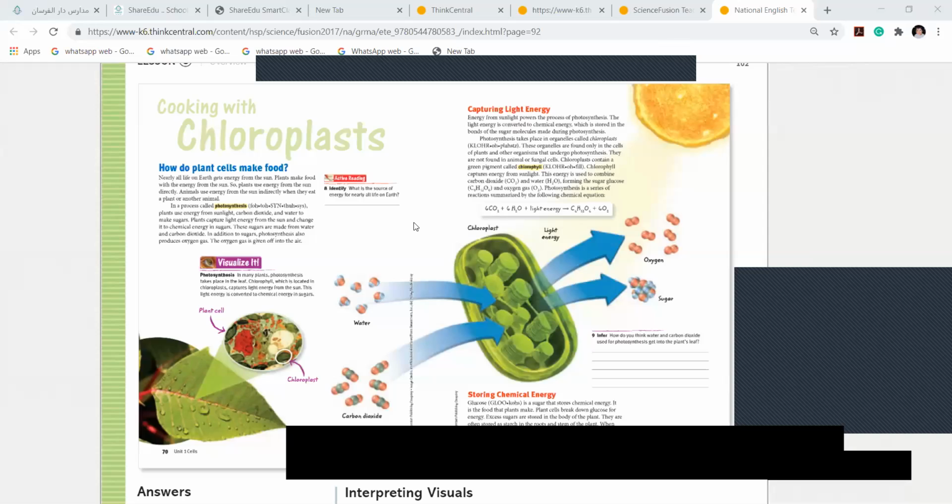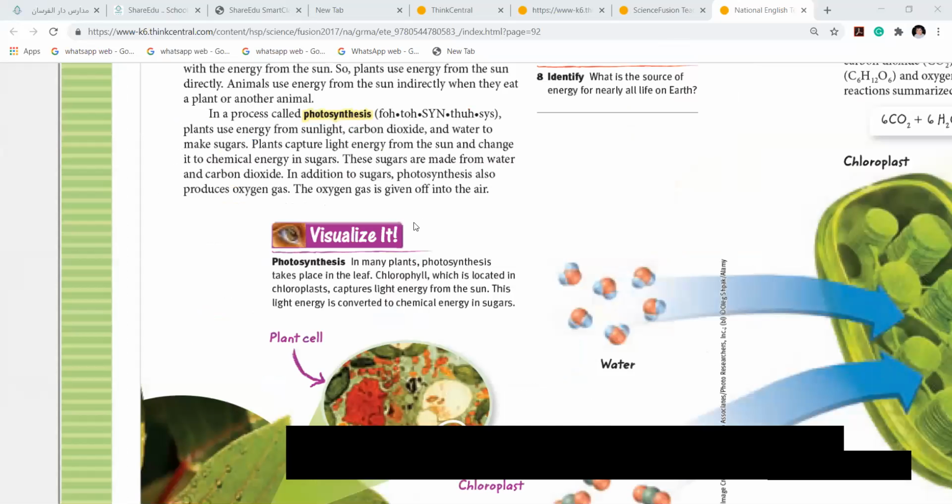We need to start again here. In last class, I explained what happens in photosynthesis. And I told you all to know that during photosynthesis, what do plants need? Their food. What do plants need? Plants need carbon dioxide, water, and sunlight. These are the three main things.